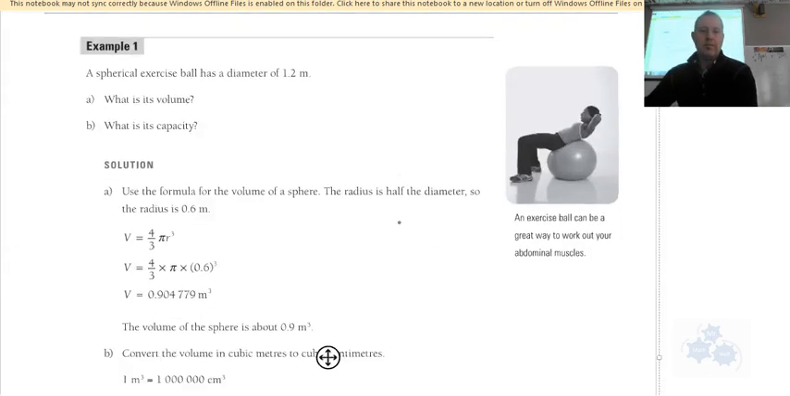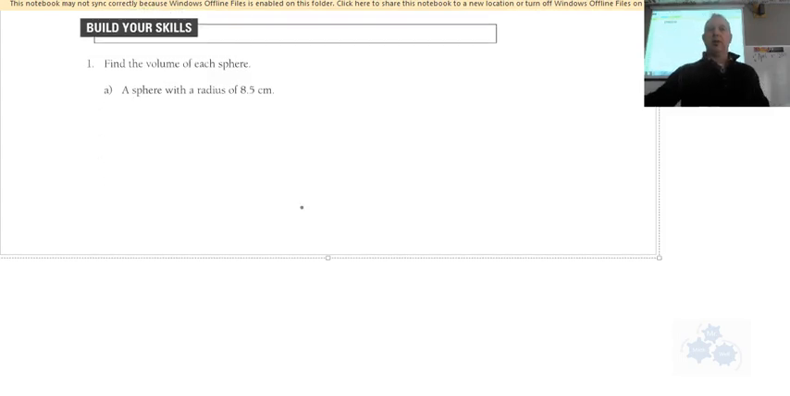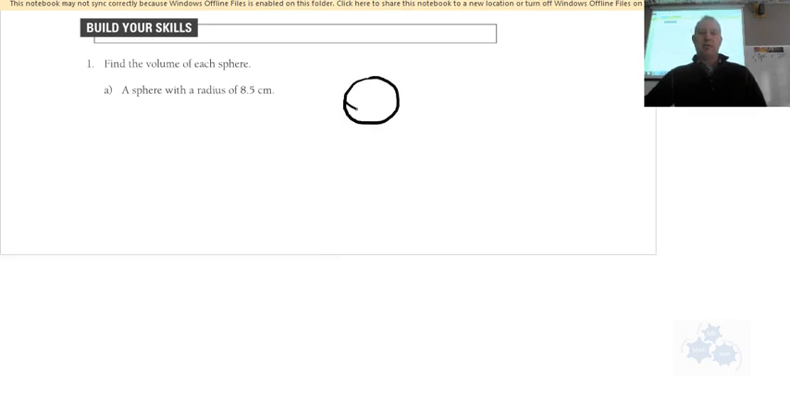I don't know if we need to go through this example. Let's just go right to the build your skills question. Is it question 1? Did you do question 2? Nope, we're going to do question 1. Find the volume of each sphere. A sphere with radius of 8.5. This should be pretty easy. Maybe you asked me to do a different one because you've already done this one. We'll maybe look at question 2 later.